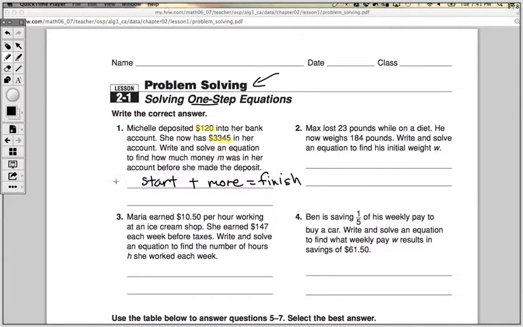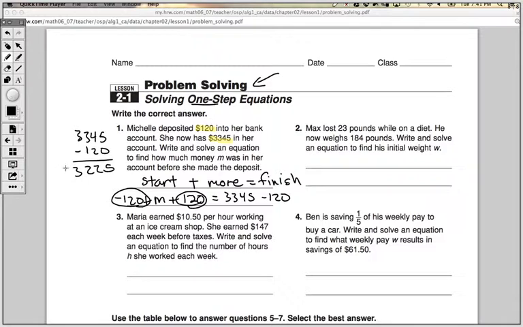So let's replace that with what's happening here. We started with, we don't know, we'll call that M. And then we're going to add to that $120. And then altogether, that's going to give us $3,345. If we wanted to figure that out, that's just a subtraction, because we'd subtract 120 from both sides. And then that would make a 0 here. We'd get M. So what's 3,345 minus 120? All right, we got a 5, a 2, a 2, and a 3. So this is how much money we started with.